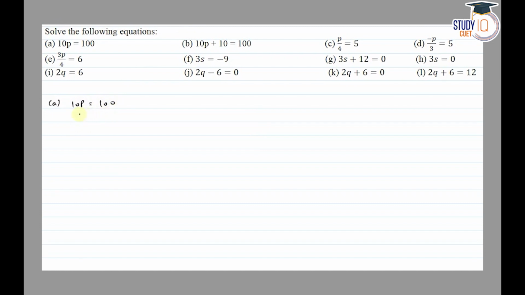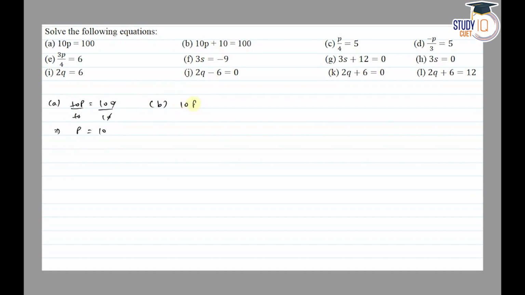So 10 से हम divide कर देंगे both sides, so हो जाएगा 10p upon 10 and 100 upon 10. So 10 से 10 cancel out हो जाएगा and 0 से 0. So p is equal to आएगा 10. Then part B, 10p plus 10 is equal to 100.